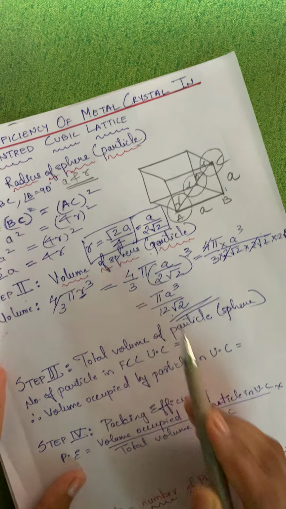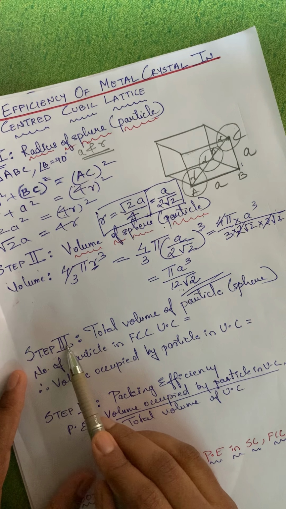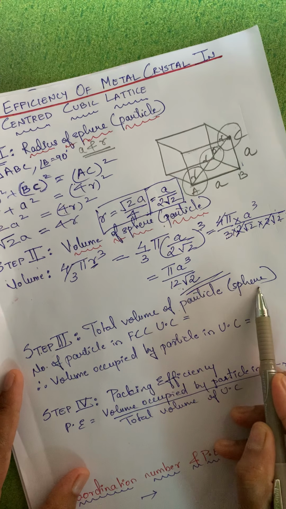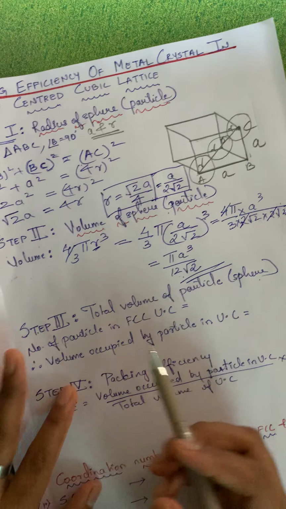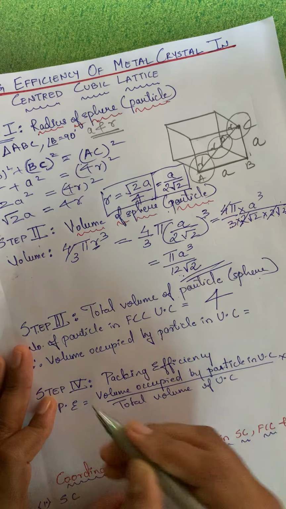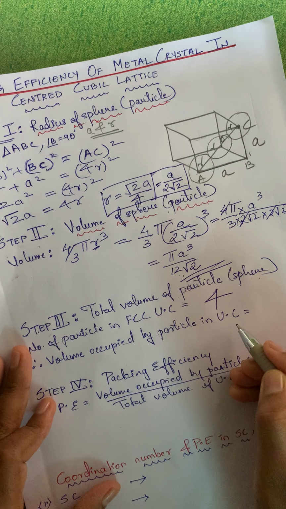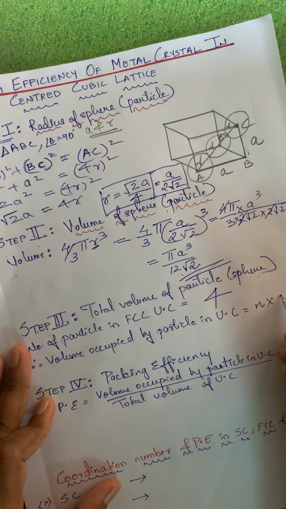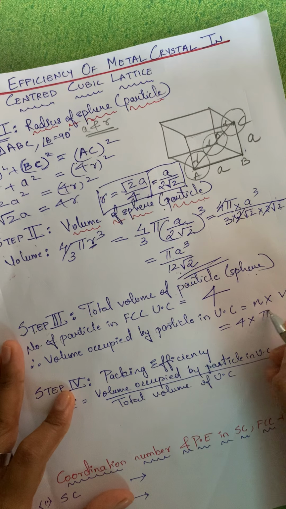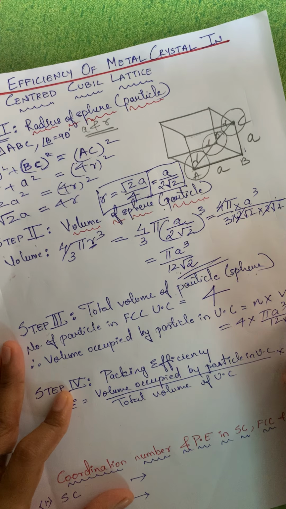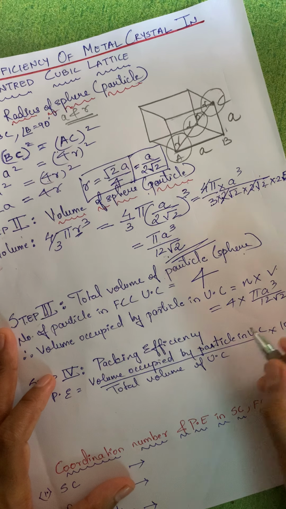Now next, step 3, total volume of particles in the sphere. You know that the number of particles in FCC is equal to 4. So the volume occupied by particles is n multiplied by the volume. So n is 4 multiplied by pi a cube upon 12 into root 2. So the value is nothing but equal to what?